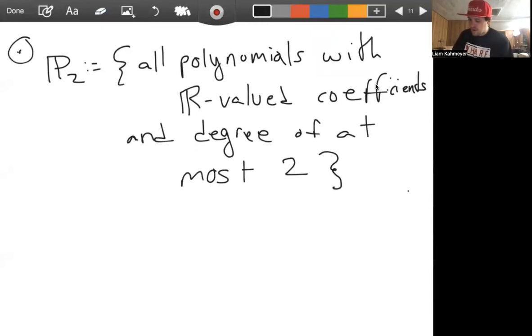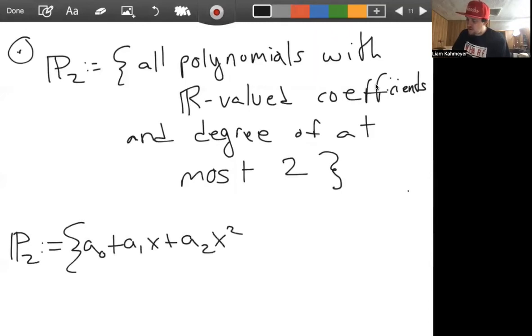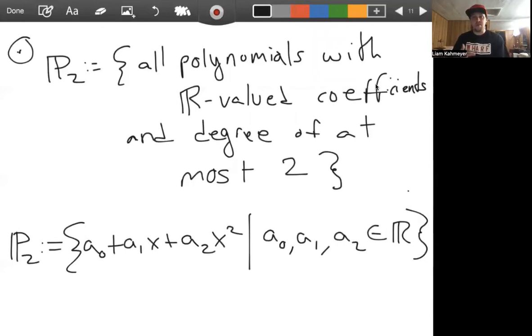Let's write this mathematically here. So P2 is defined to be the set of polynomials, let's say a0 plus a1x plus a2x squared, such that a0, a1, and a2 are real numbers, right? These may be 0, so you could have constants or purely linear or purely quadratic or whatever. So this is all polynomials of degree at most 2.